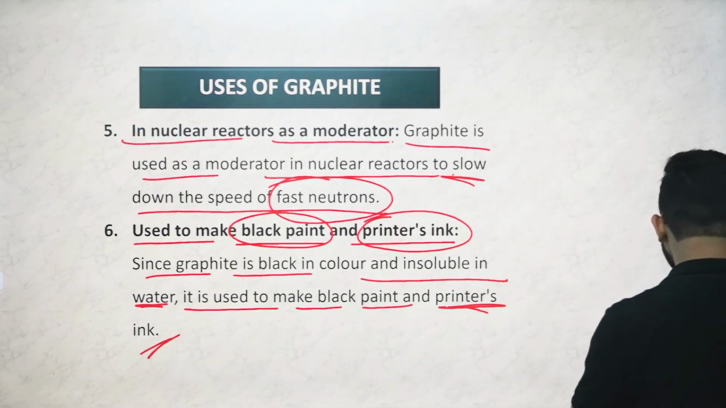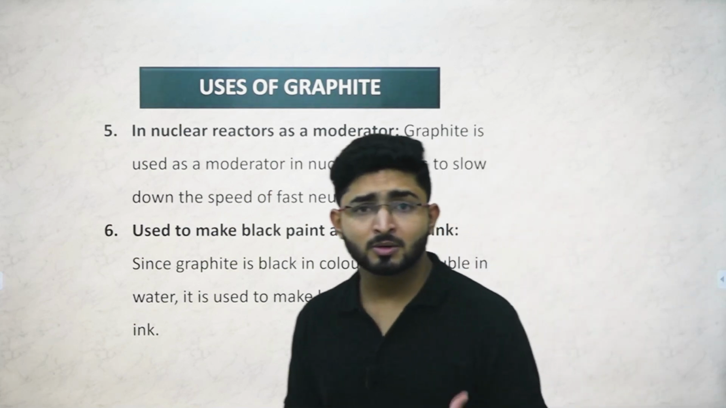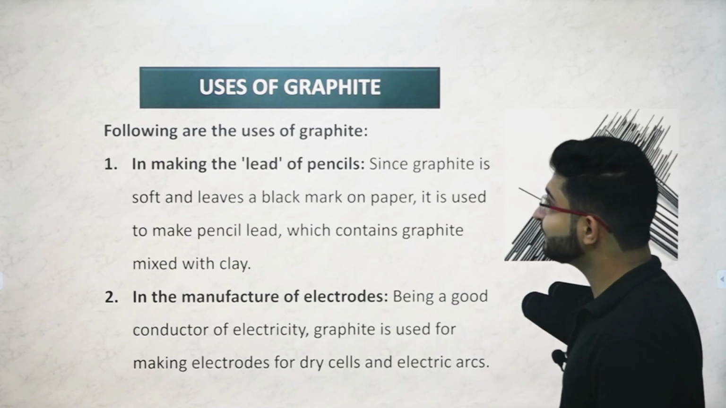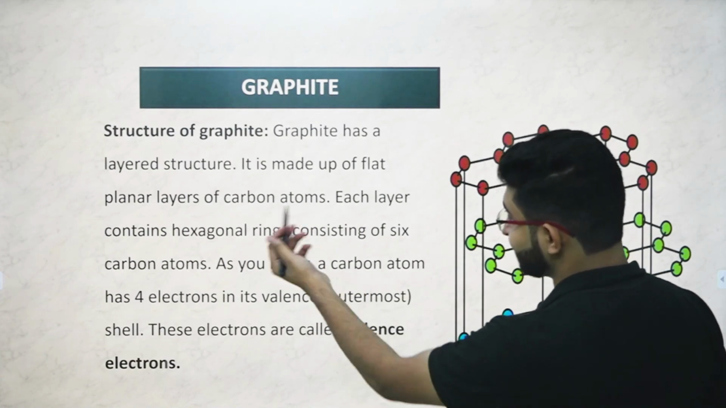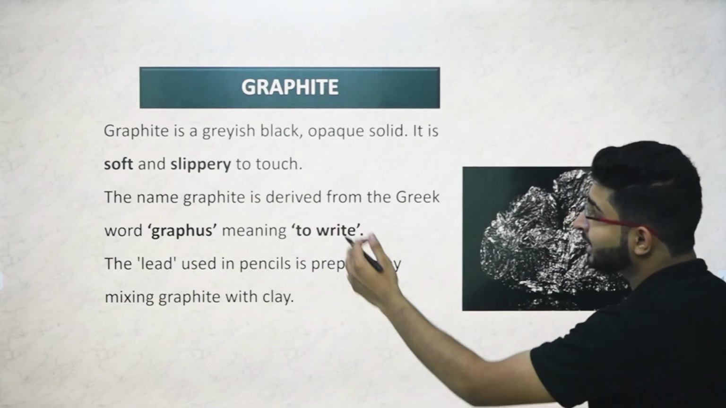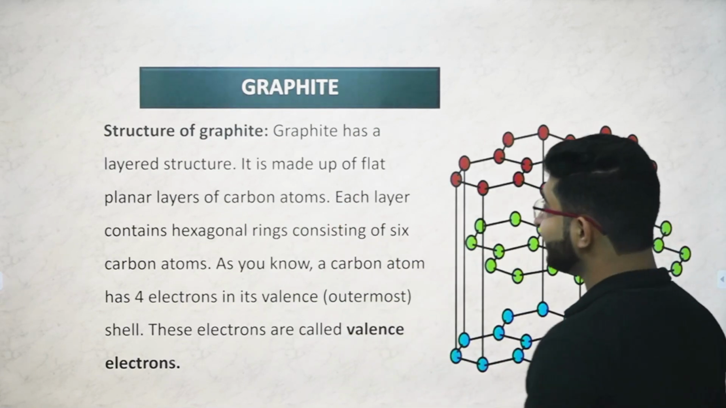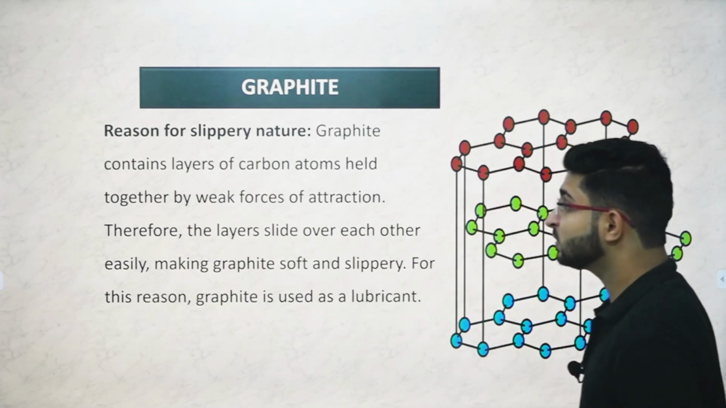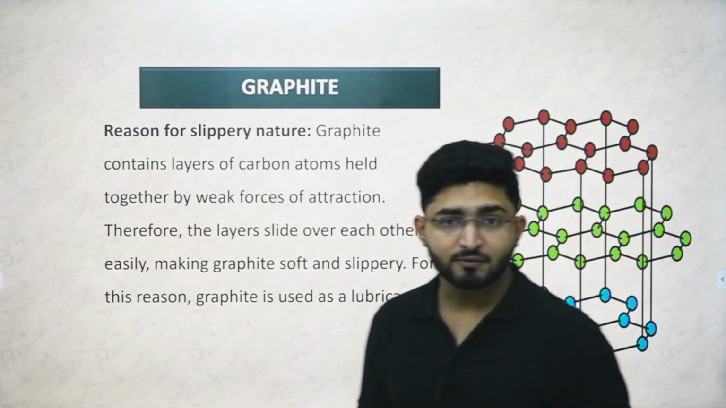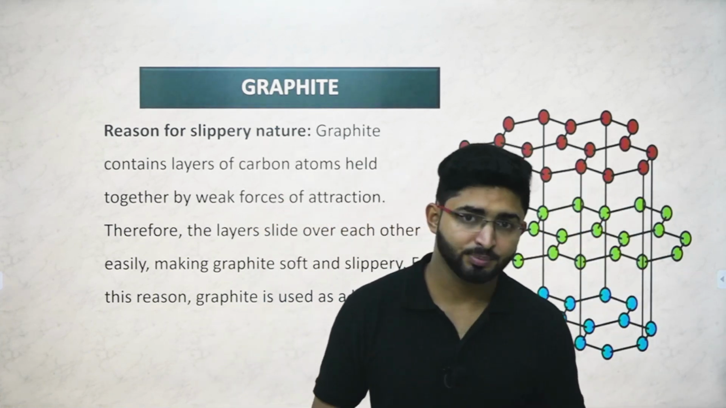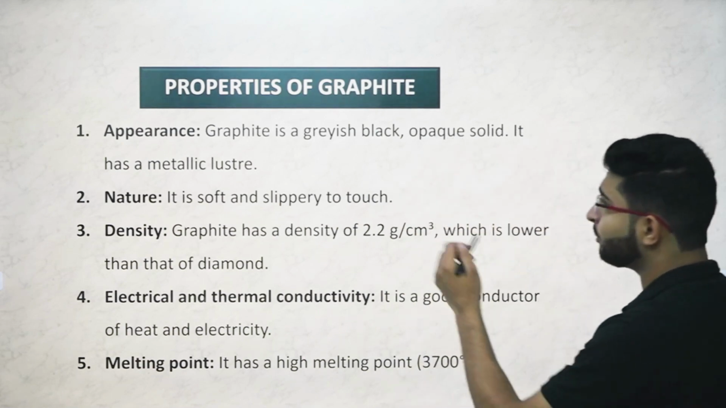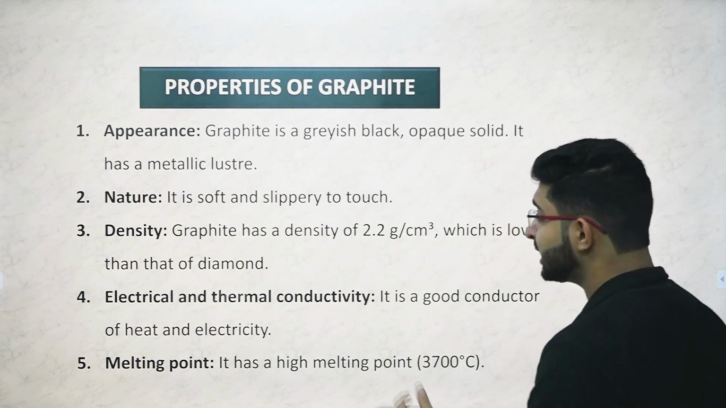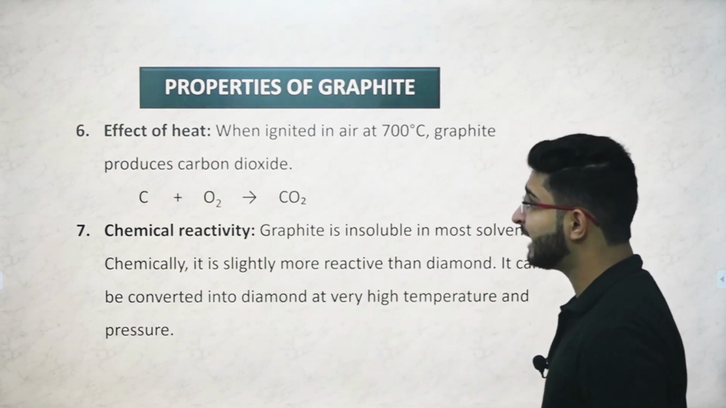To my students, we have covered the other crystalline form of carbon, that is graphite. In this lecture we have studied what graphite is, and what the structure of graphite is, and then we have studied the reason behind the electrical conductivity of graphite. After that, we also discussed the slippery nature of graphite and the reason for it. Then we studied the properties of graphite, that is the appearance, nature, density, electrical and thermal conductivity, melting point, effect of heat, and chemical reactivity.